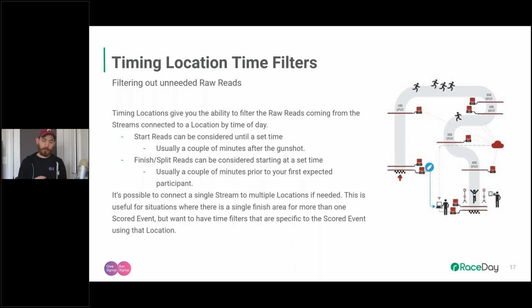And then the system will know, oh, okay, the 5K finish is only going to be referencing 5K runners, and it'll only accept times for 5K runners that are after 7:14 a.m. And for the 10K, only 10K runners who have reads after 7:31 a.m., and so on and so forth.